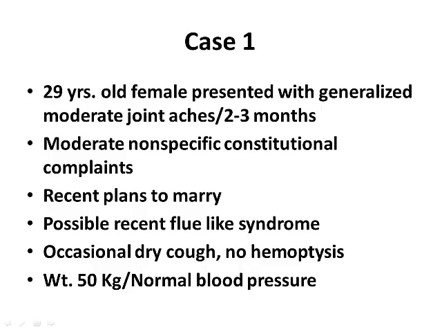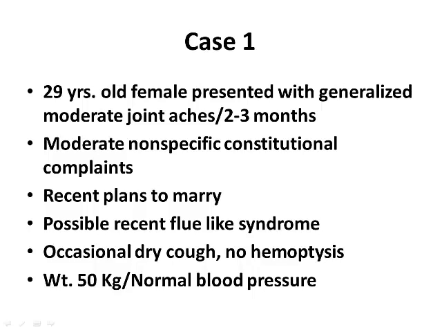So let's try to think about this case, 29 years old. I just made it this morning, by the way, but we have seen lots of cases like this. All female, and that's important when you think about kidney disease in female, presented with generalized moderate joint aches for about 2-3 months. Very common. Someone comes to the clinic, well, I just don't feel well. Moderate, non-specific, recent plan to get married, and that's important. So she wants to get married, and maybe she's a little bit tense about it. That's what I thought when I was writing the case.